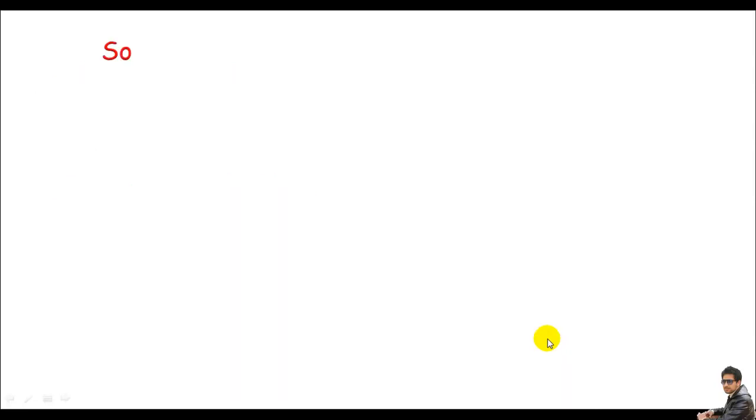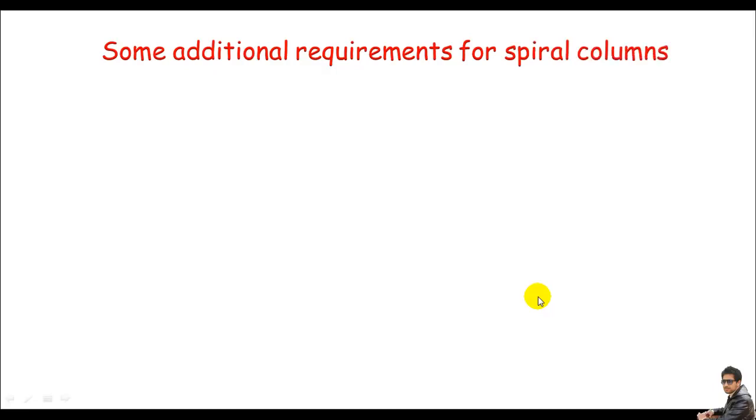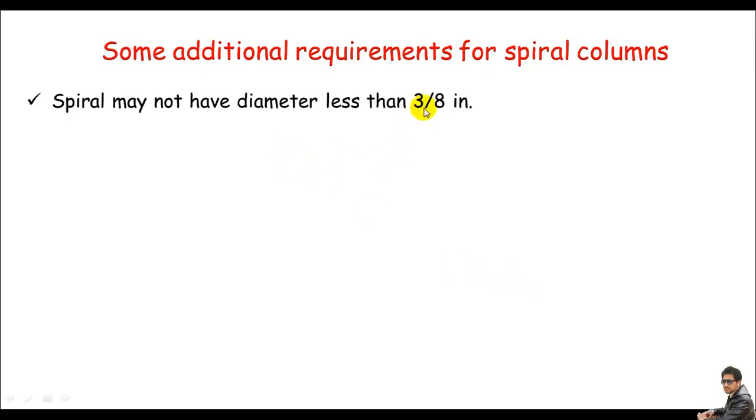I want to come to some additional requirements just for spiral columns. And the first thing is that the spiral may not have a diameter less than 3/8 inch, which means number 3 bar can be used or larger. As it must not be less than 3/8 inch, and 3/8 inch is of course number 3.